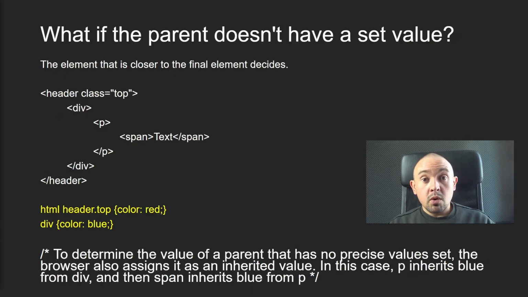The importance of these rules would matter only if they were referring precisely to our p tag, but they don't. What if the parent doesn't have a set value? The element that is closer to the final element decides. To determine the value of a parent that has no precise value set, the browser also assigns it as an inherited value. In this case, the p tag inherits the blue color from the div tag, and then the span tag inherits the blue color from the p tag. Inheritance always works from a parent to a child.